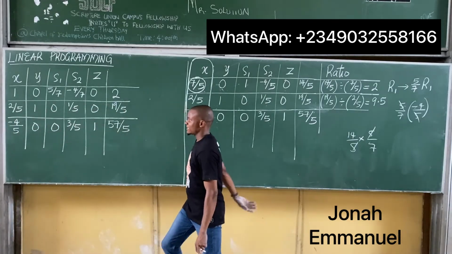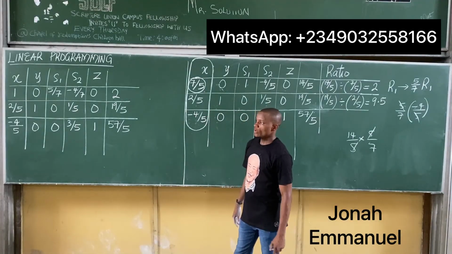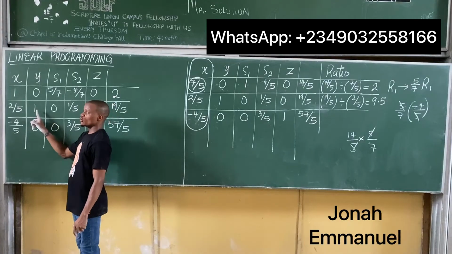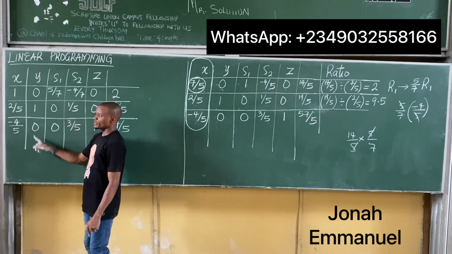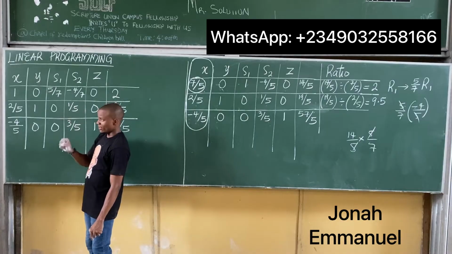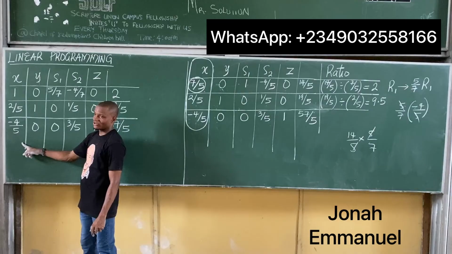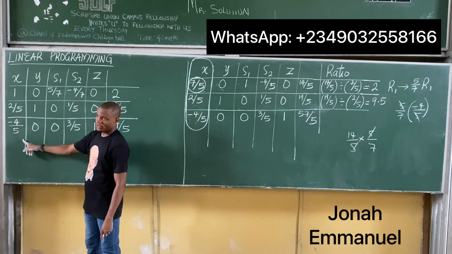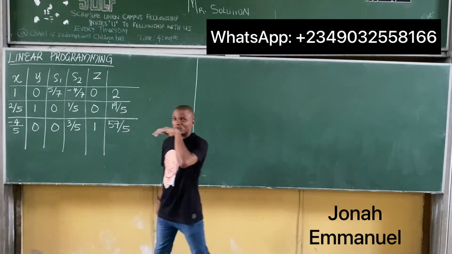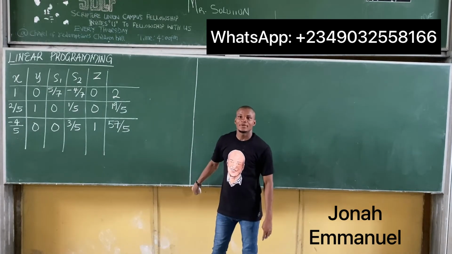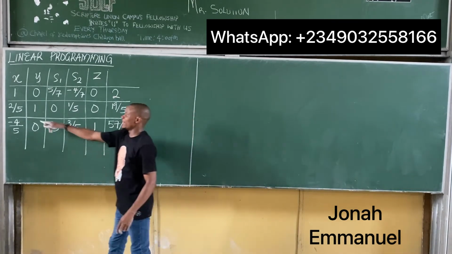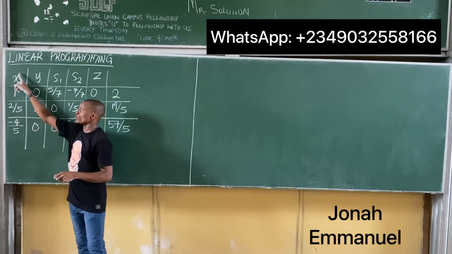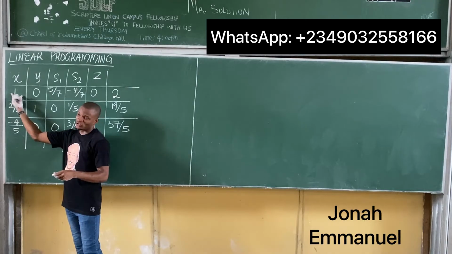What's my next task here? I have made pivots to the unity. Make the other element in this column to be what there? 0. So make it 0, make it 0, and we are done. So look at this. Next task, make this one to be 0. So our next task is to make all the other elements in the column of my pivot element to be 0.